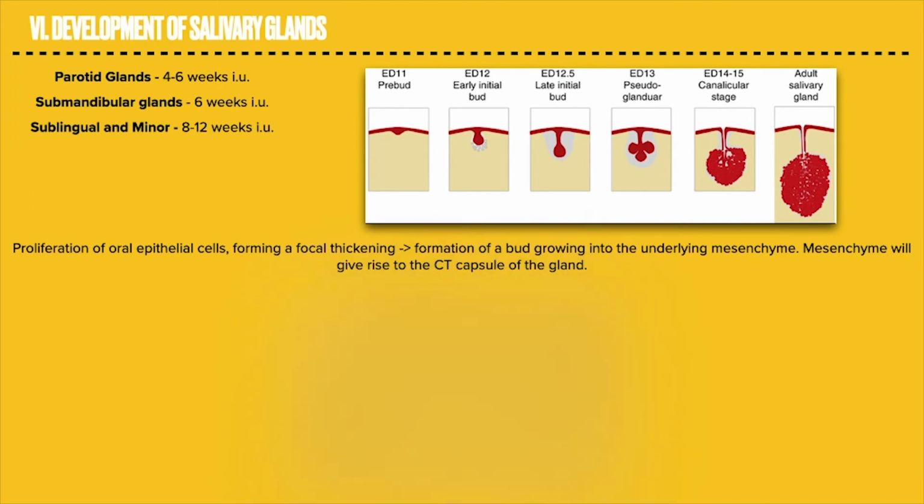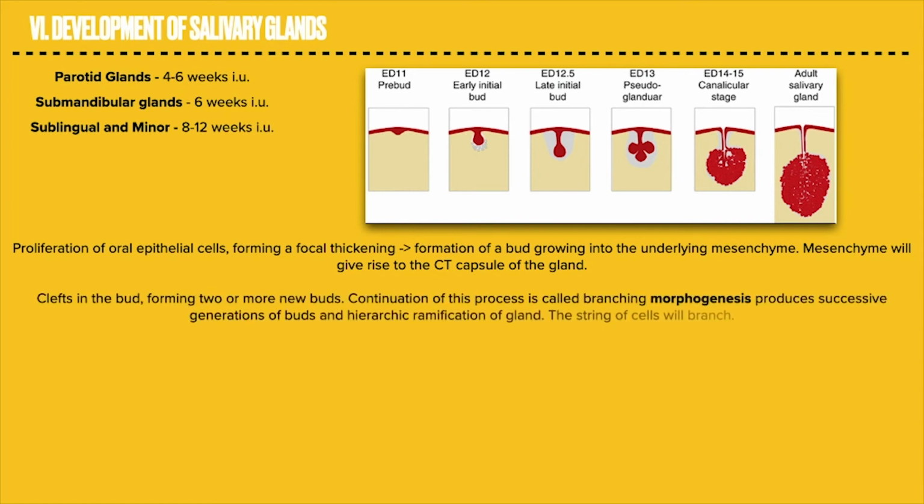Clefts develop in the bud, forming 2 or more new buds. Continuation of this process, called morphogenesis, produces successive generations of buds and a hierarchic ramification of the gland. The string of cells will branch.